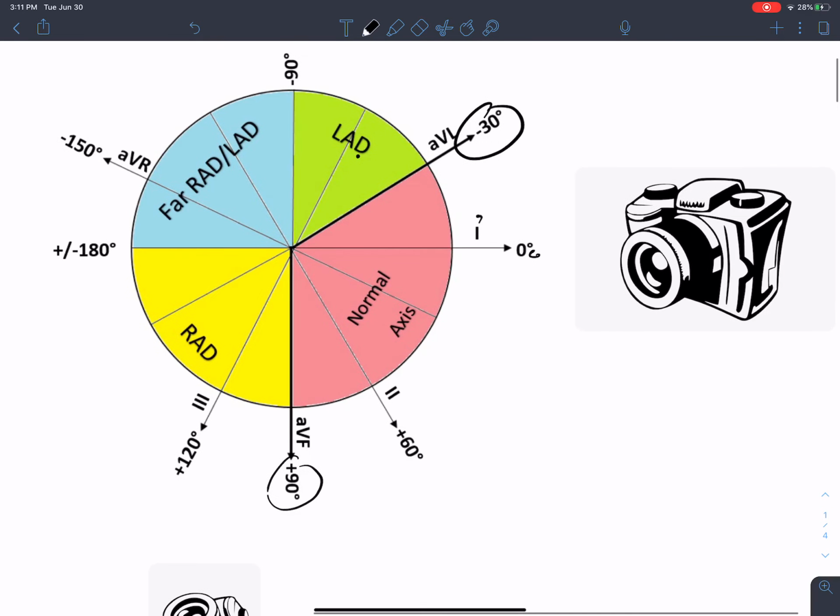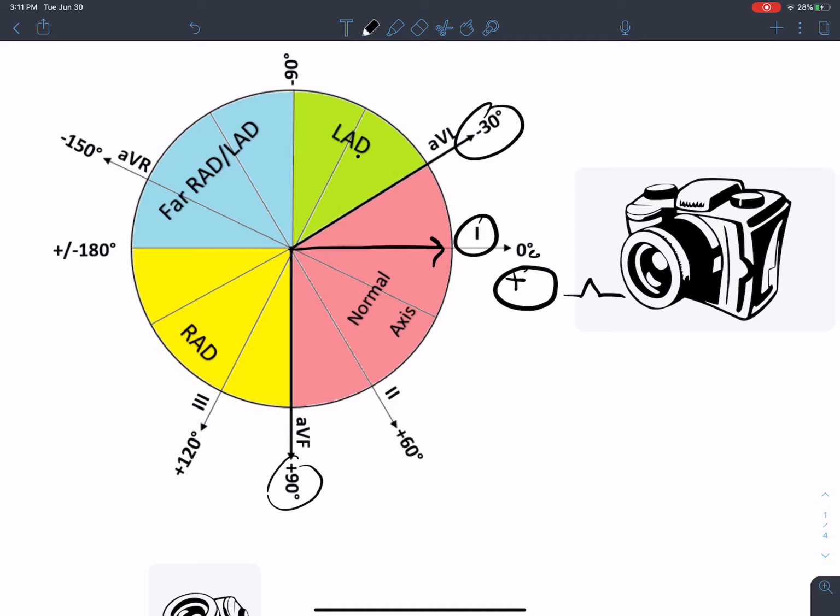Now, if we're looking at lead 1, we're going to start with lead 1. We're going to focus on lead 1. We're going to beat lead 1 to death. Keep in mind that anything you see at lead 1, this is your positive electrode over here. And any impulse that comes toward lead 1, any part of that electrical activity that travels toward lead 1 is going to appear as a positive deflection on your EKG.